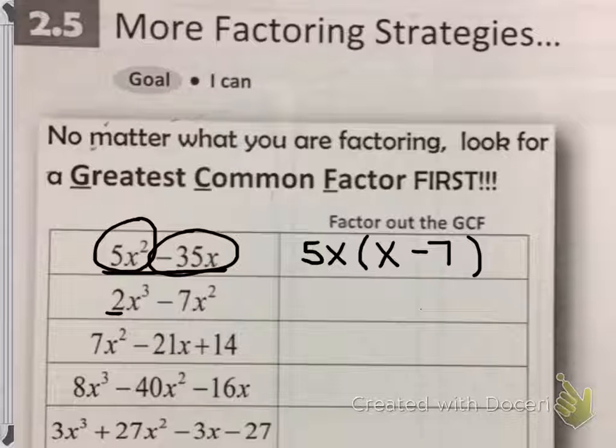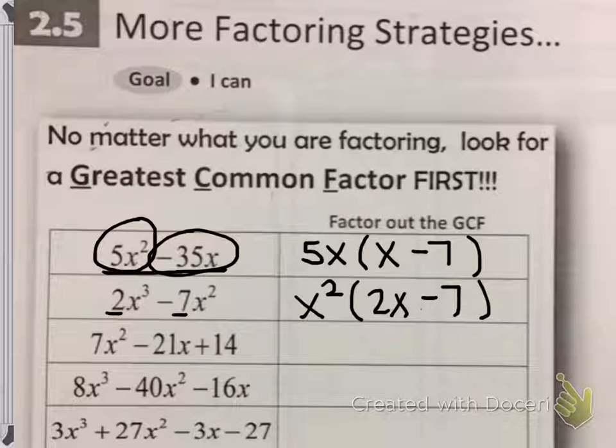This next one, if you look at the 2 and the 7, they don't have a number in common, but I do have two x's there, or x squared, that I can take out of both of them. You can say, what do you multiply x squared by to get to 2x cubed? Or you can say 2x cubed divided by x squared gives me 2x, and negative 7x squared divided by x squared gives me a minus 7. Either way, double check to make sure it multiplies back together to give you the correct numbers, 2x cubed minus 7x squared, then you know that you did it correctly.